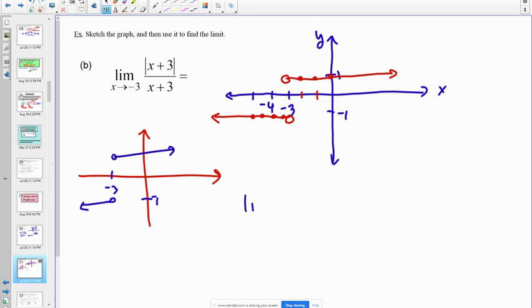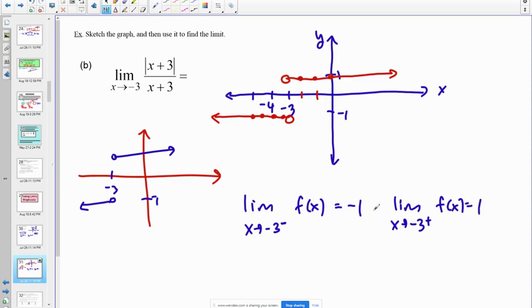-1, right? So the limit as x approaches -3 from the left of this function is equal to -1. What if I approach this function at -3 from the right? What would I get? Well, from the right, what y value am I approaching when I get to -3? 1, right? Well, this is -1 and this is +1, so this limit does not exist.